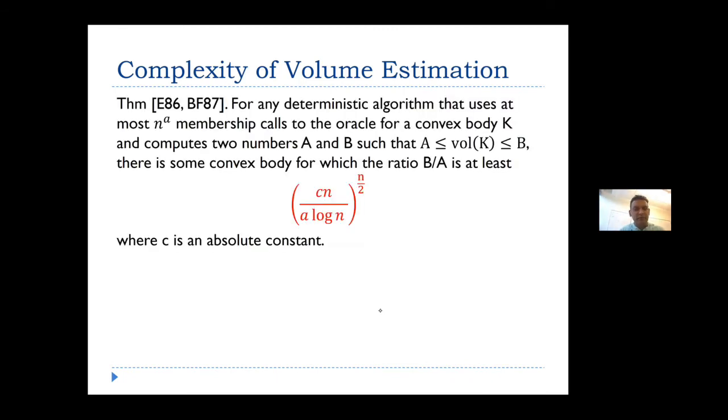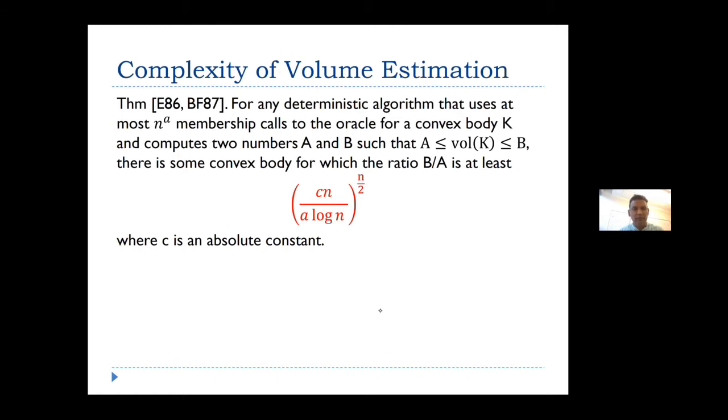This result from 25 years ago, of Lovász, refined by Bárány and Füredi, says that for any deterministic algorithm that uses at most n to the a queries to this membership in the set K and computes two numbers a and b so that one is a lower bound on the volume and one is an upper bound, there is some convex body for which the ratio that it can find is exponentially large. In fact, it's about n over a log n to the n over 2.